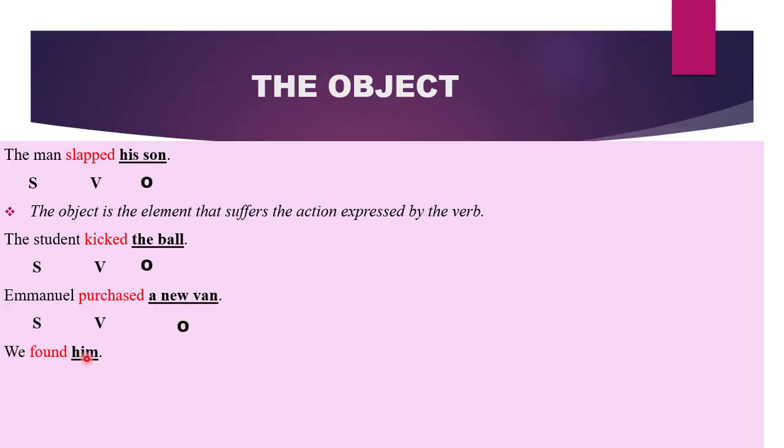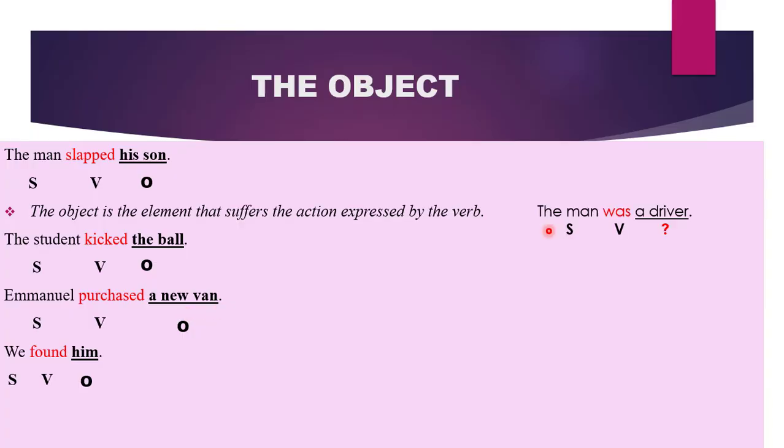We found him. We is our subject. Found is our verb. What do you think will be the role of him? Whom did we find? That person or that element will suffer from the action found, and it is him. Since it is suffering from the action, we will call it the object. That is the meaning of an object as a clause element. It suffers from the action expressed by the verb. This means that if there is no action word in the sentence, then we can't have any objects.